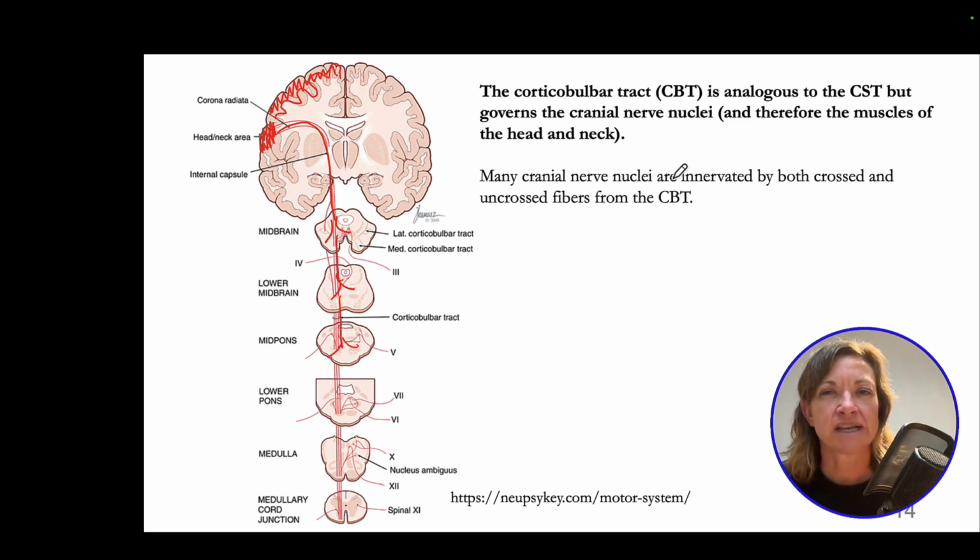And cranial nerve nuclei are a bit more complicated. Many of them are innervated by both crossed and uncrossed fibers from the corticobulbar tract. So there isn't as clear a pattern of contralateral control. There's a bit more redundancy. There's still some dominant contralateral control, but not perfect contralateral control.